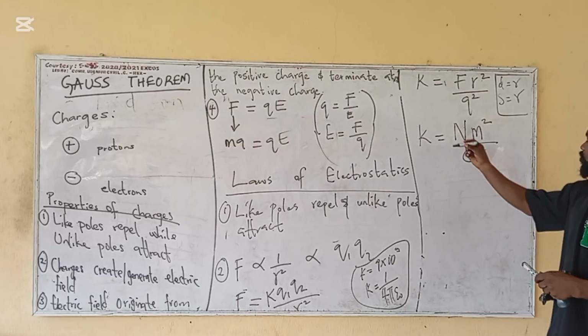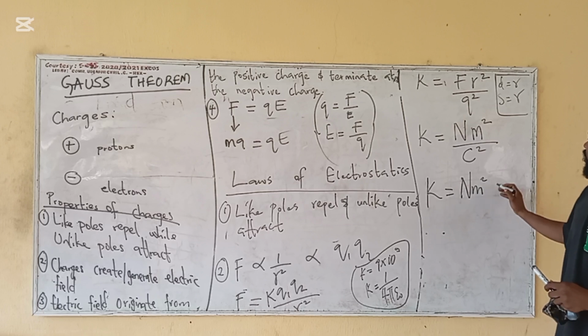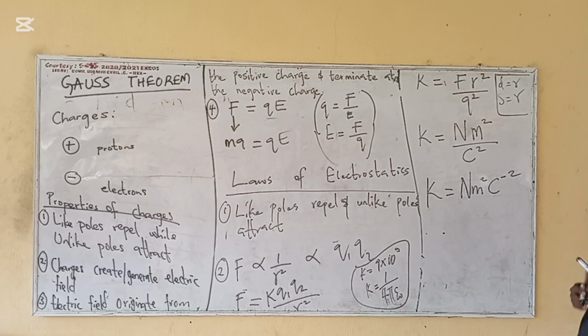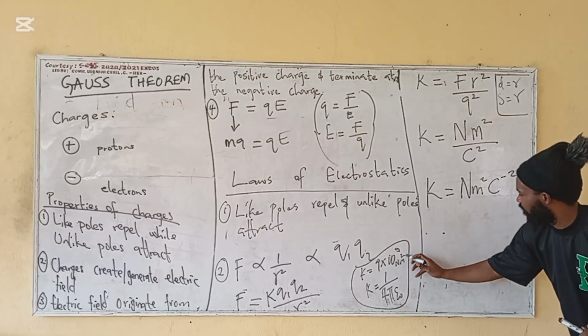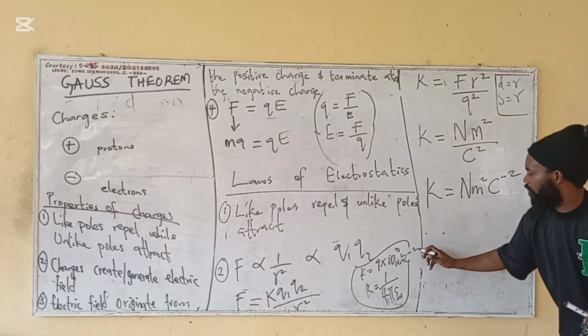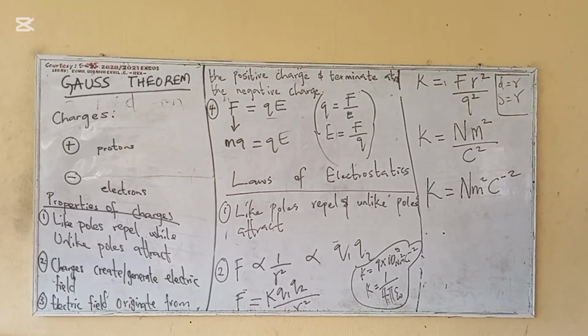So this is now going to mean that K is equal to Newton meter square per square Coulomb. So that means that this is just having Newton meter square per square Coulomb. This is the one I want you to have upstairs so we don't have to cram it. That is for K, the unit of K.